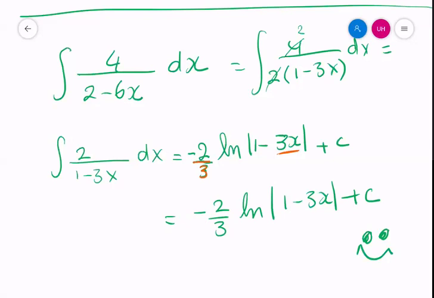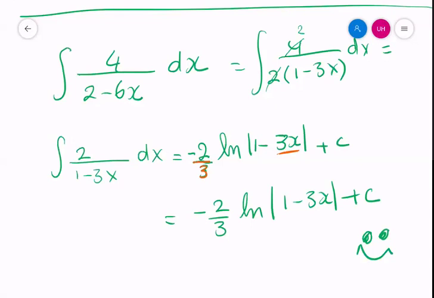Miss, it's not that clear. Which one? This one, the 2 over 1 minus 3x, the second line. Okay, who's talking? Is it Ali? No, Yusuf. Yusuf, how are you? You okay? Yeah, fine, fine. The 2 over 1 minus 3x is not clear.